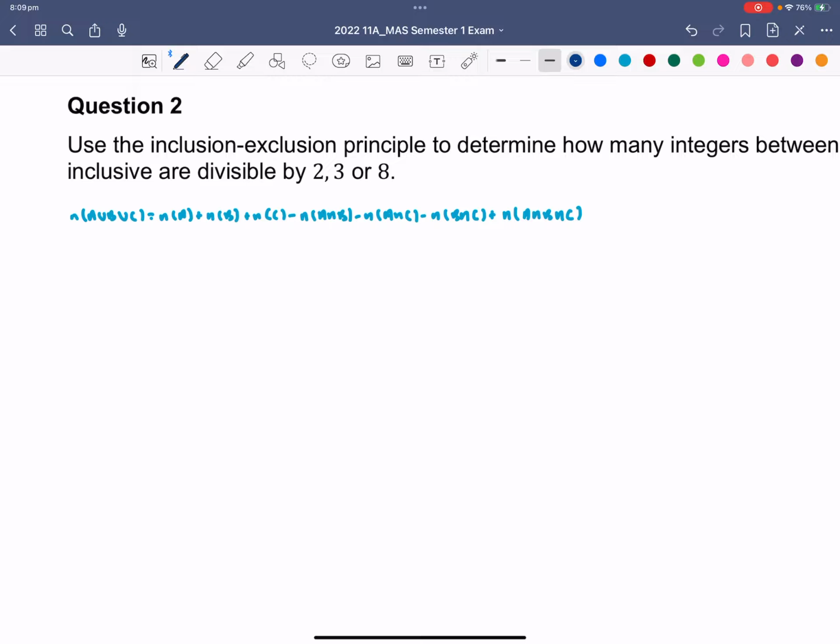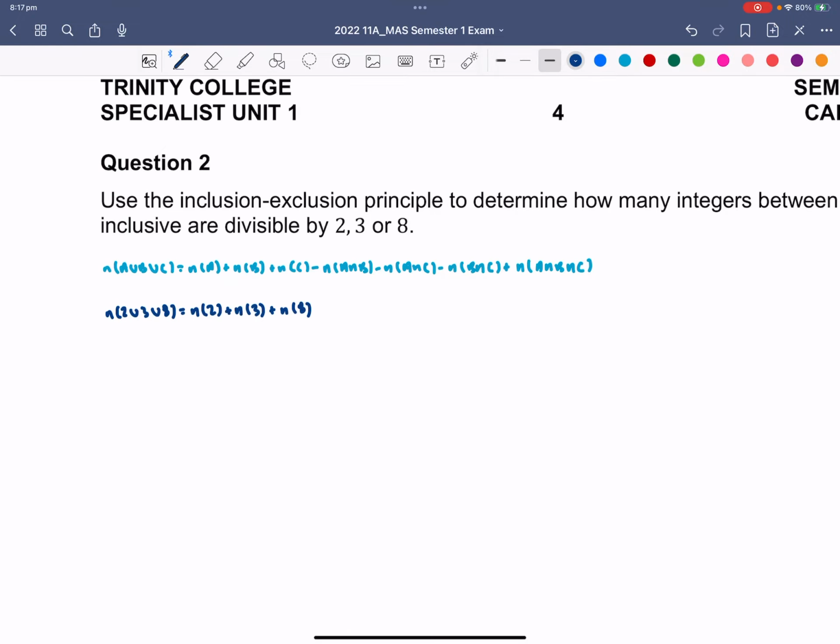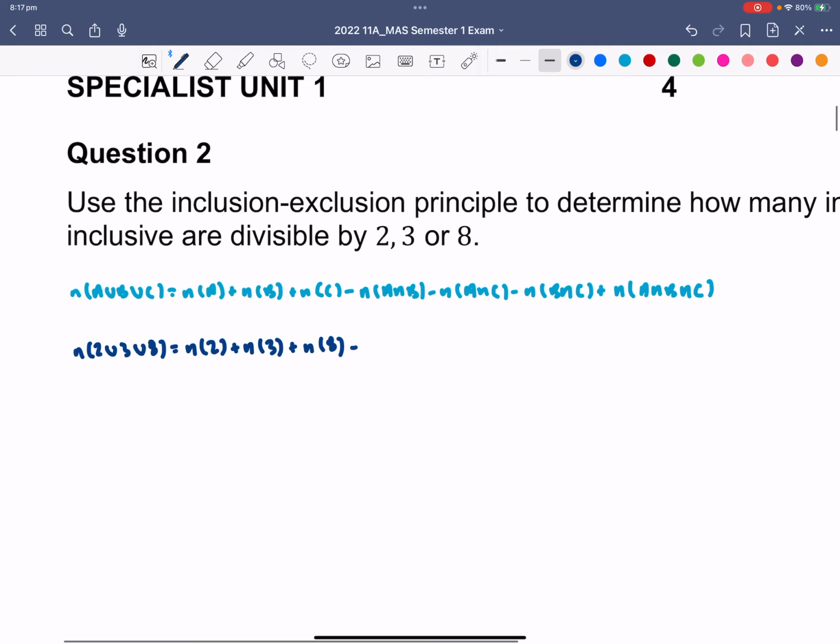So in this case, if I want to know the numbers that are divisible by 2 or 3 or 8, I do the numbers divisible by 2 plus the numbers divisible by 3 plus the numbers divisible by 8 minus away all the double intersects. So what's the double intersect? Divisible by 2 and 3 means divisible by 6, minus divisible by 2 and 8.